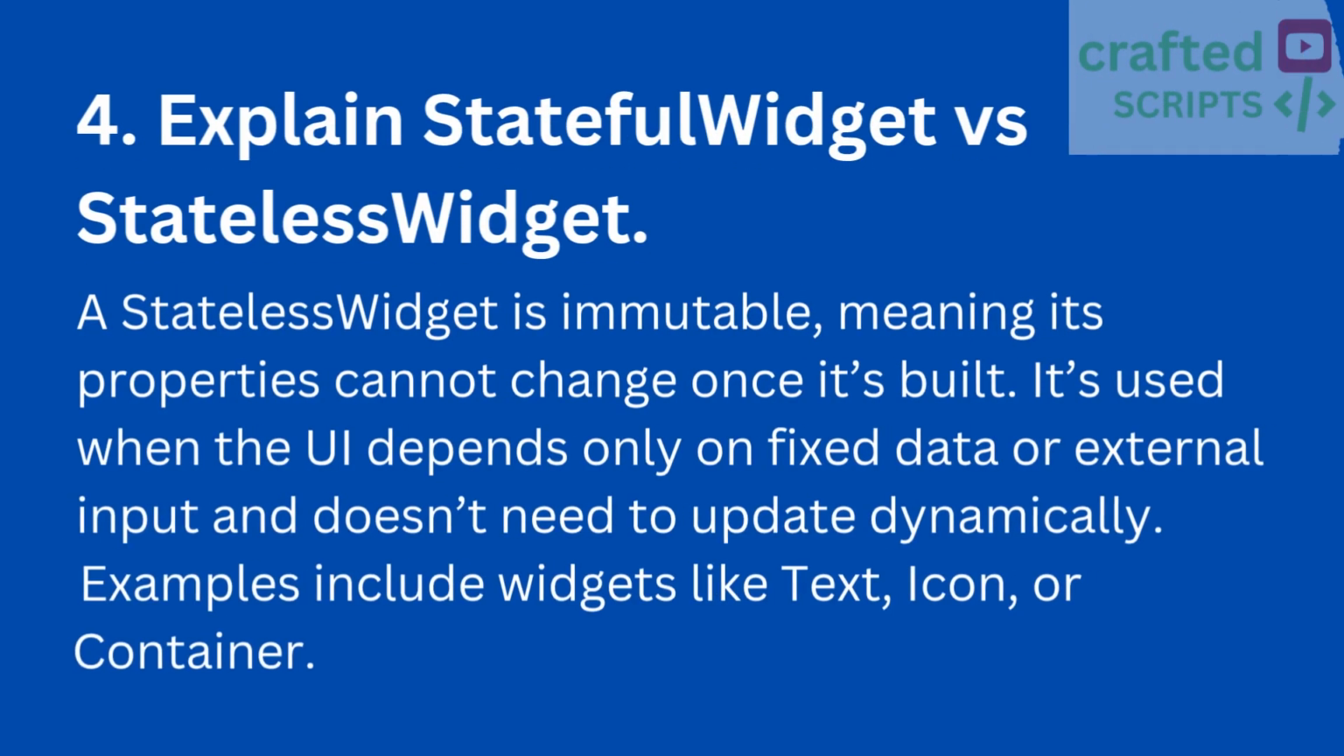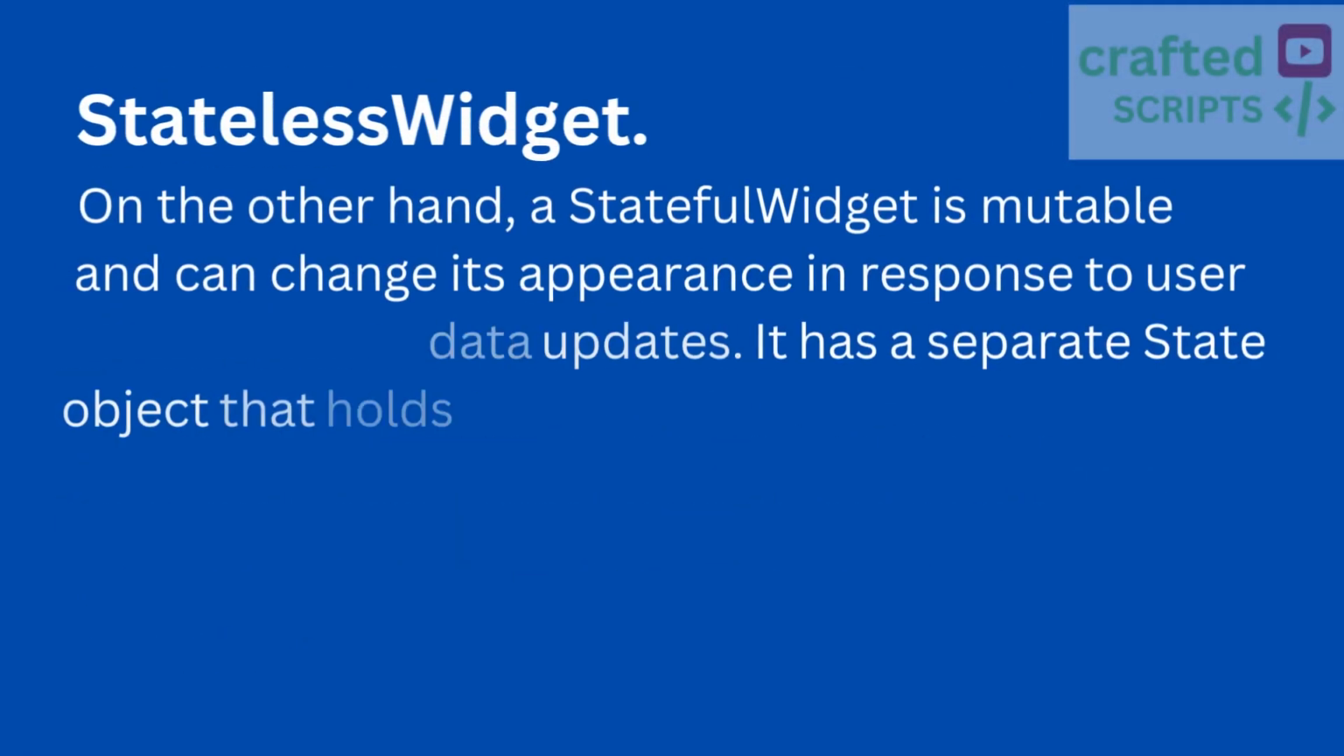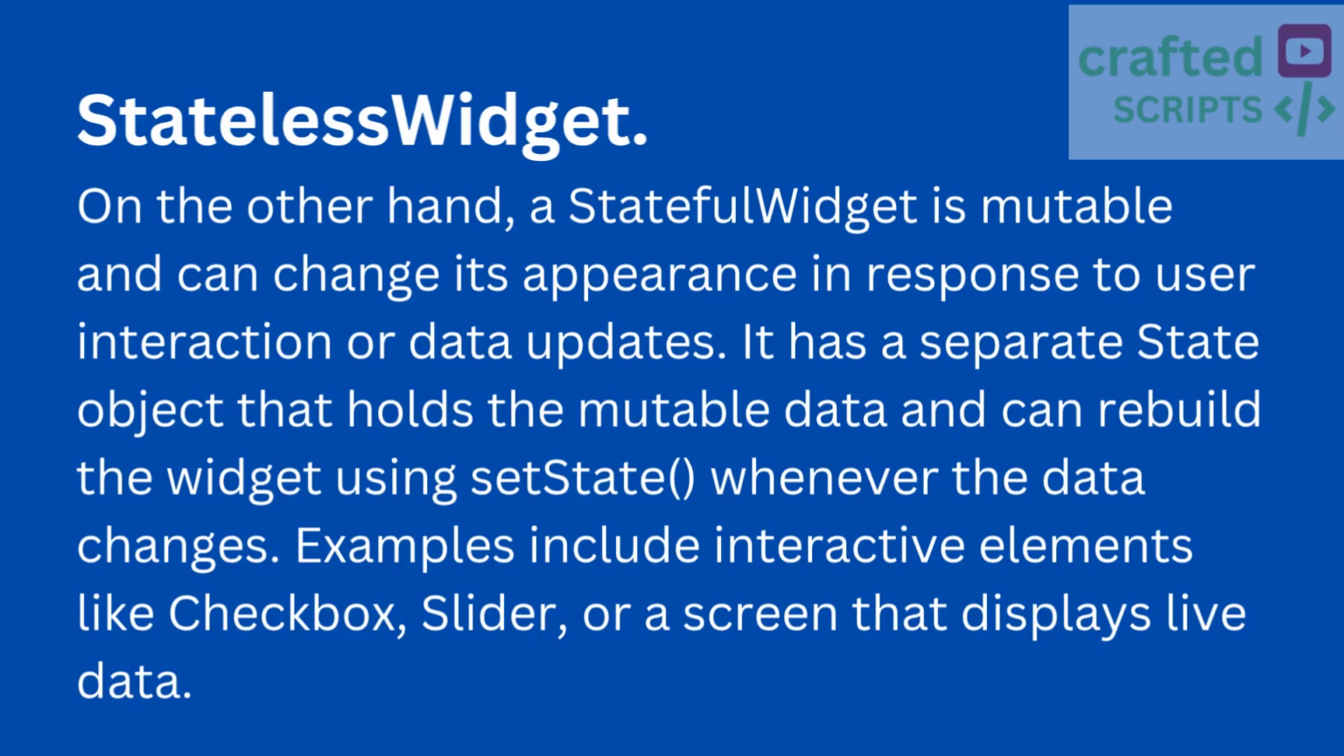Question number 4. Explain stateful widget and stateless widget. A stateless widget is immutable, meaning its properties cannot change once it's built. It's used when the UI depends only on fixed data or external input and doesn't need to update dynamically. Examples include widgets like text, icon, or container. On the other hand, a stateful widget is mutable and can change its appearance in response to user interaction or data updates. It has a separate state object that holds the mutable data and can rebuild the widget using setState whenever the data changes. Examples include interactive elements like checkbox, slider, or a screen that displays live data.